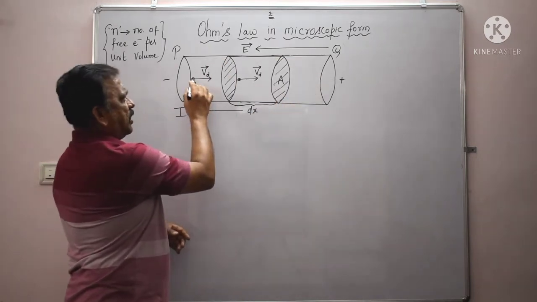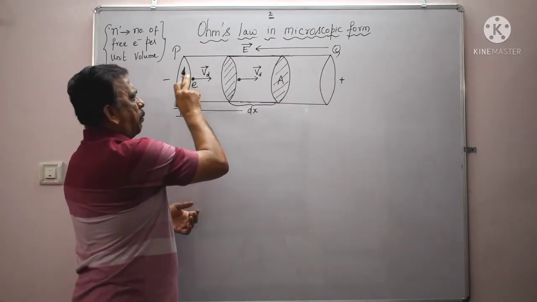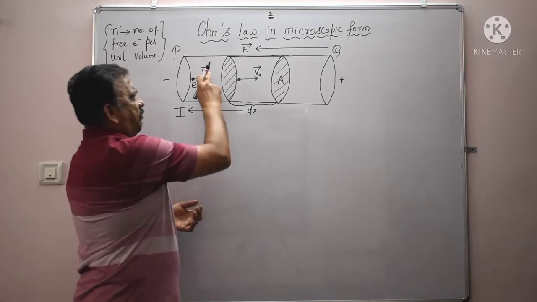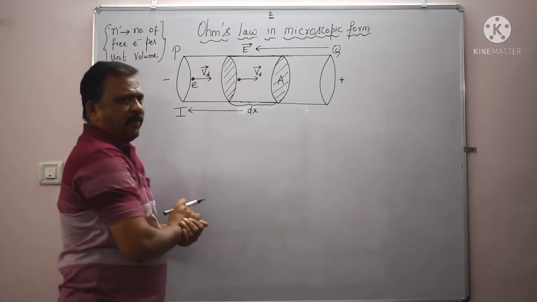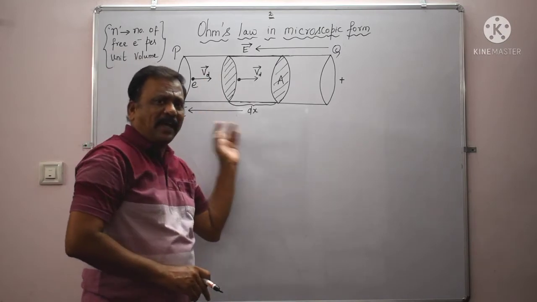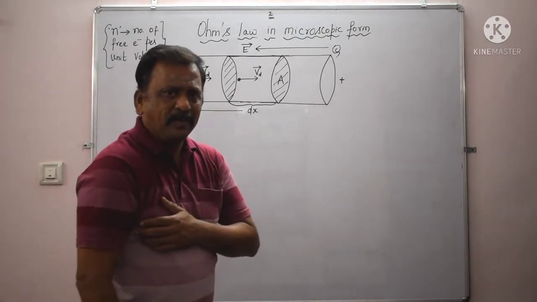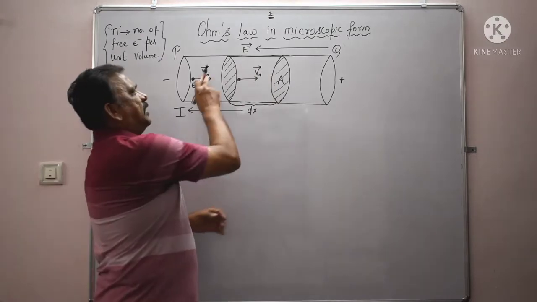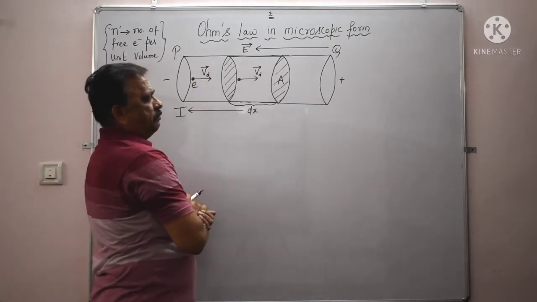The dot you see here is an electron. It will drift from P to Q with a drift velocity equal to V sub D vector. And you know, drift velocity will always be opposite to the direction of current flow. Okay, fine. So this is the drift velocity of the electron.